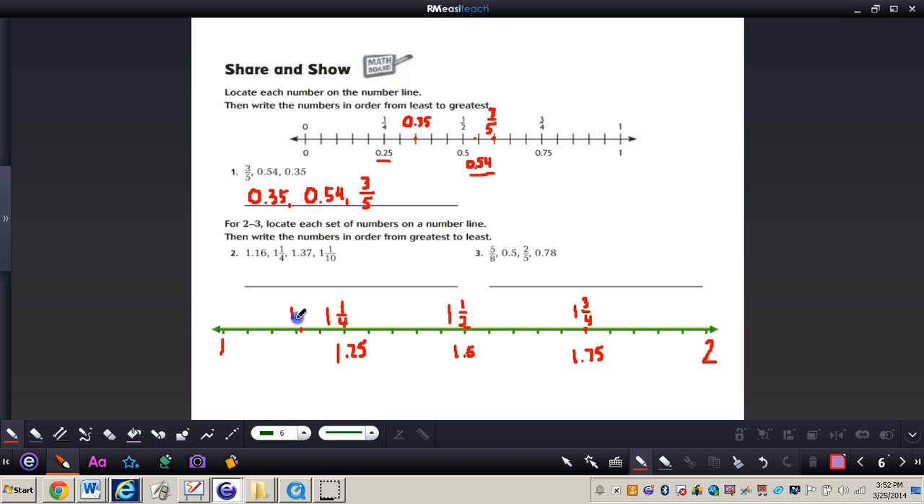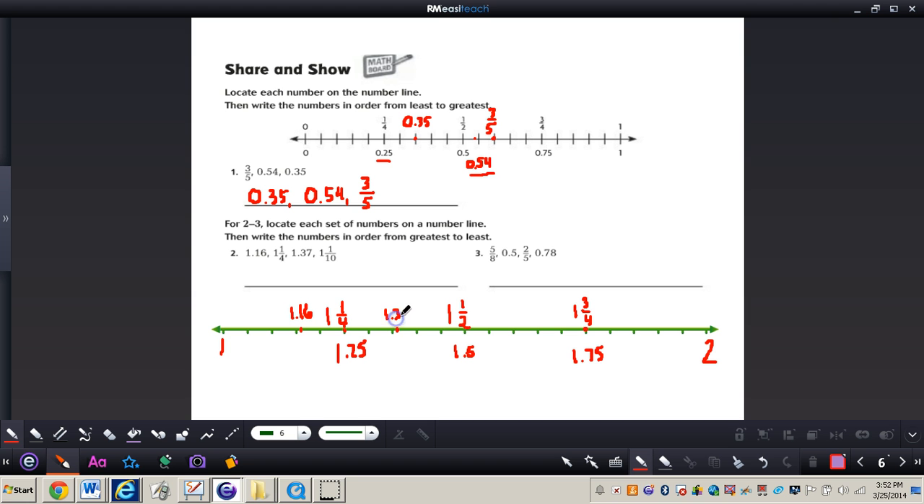My 1 and 1/4 is already right here. Now 1 and 37 hundredths. We know that's 1 and 25 hundredths here, 1 and 30 hundredths, 1 and 35 hundredths, and a little bit past here would be 1 and 37 hundredths.